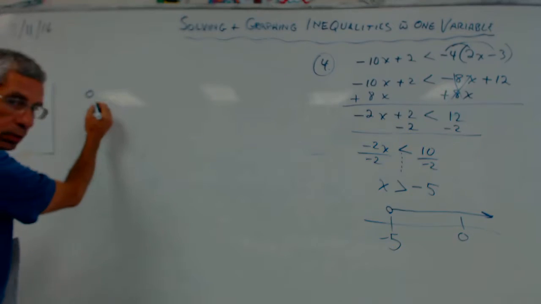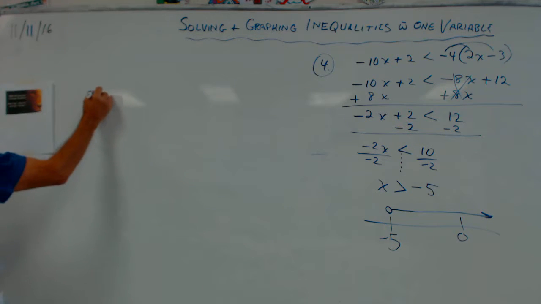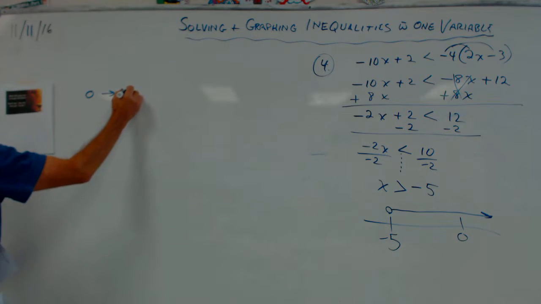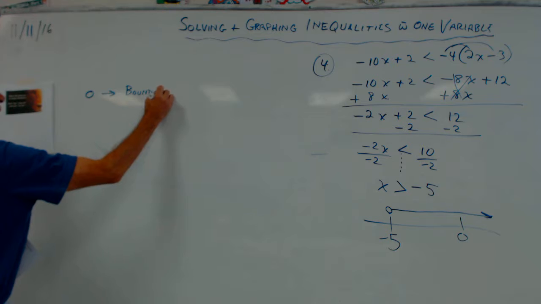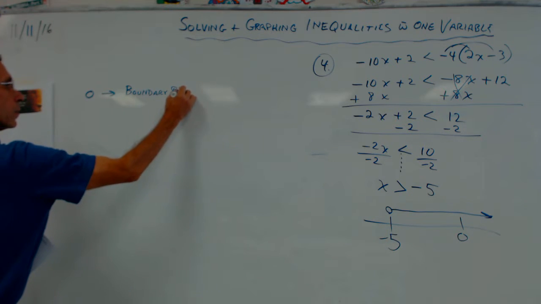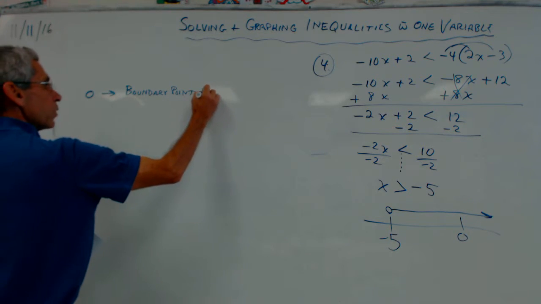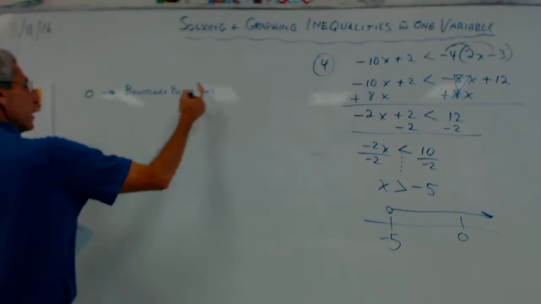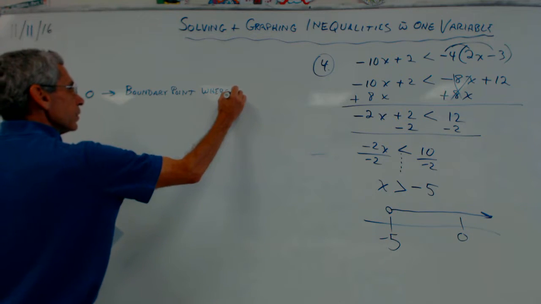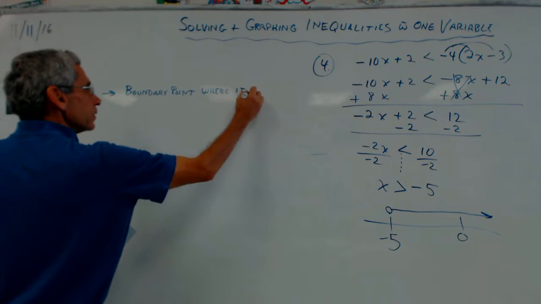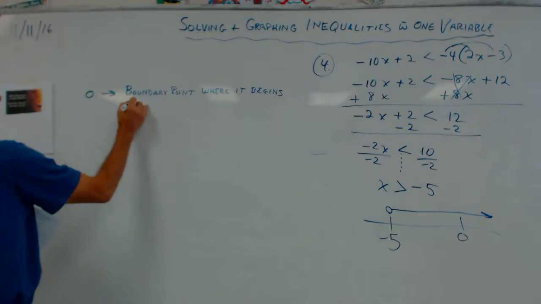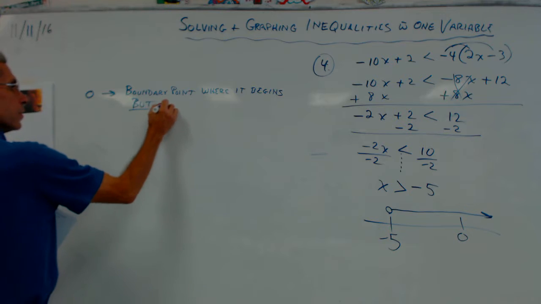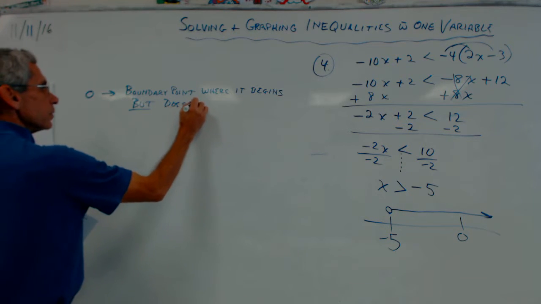The open circle means this. It's the boundary point, if you think of it that way, where the inequality begins, but does not include that point. Does that make sense? Where it begins, but does not include that point.